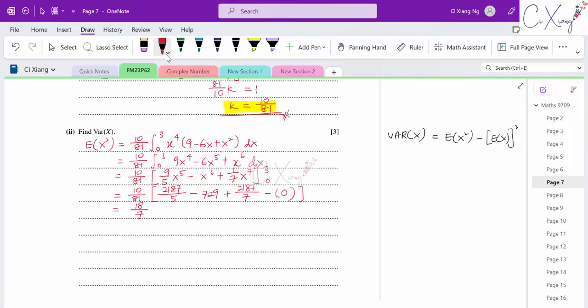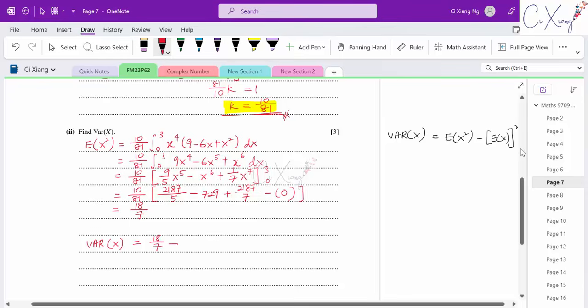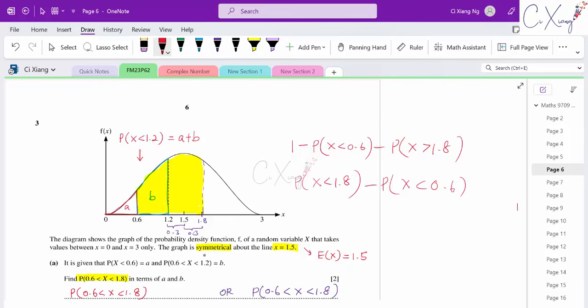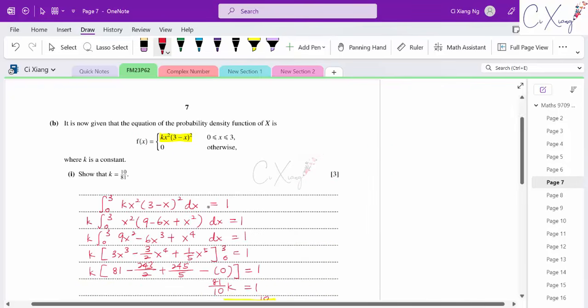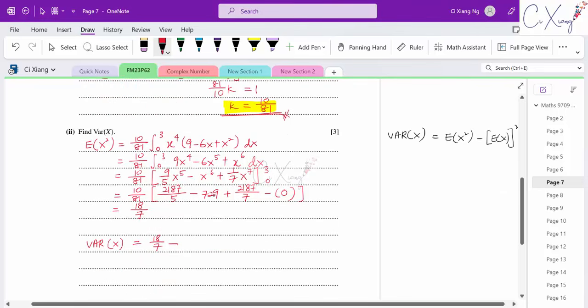But this is the value for the expected value of x squared. To get the variance, I need this value, 18 over 7, minus the mean square. The mean I already mentioned earlier in the diagram, when they said that the graph is symmetrical at the line x equals 1.5, right? So the mean value is actually 1.5 for any symmetrical graph. So I will substitute 1.5 here into my calculation to get the variance.